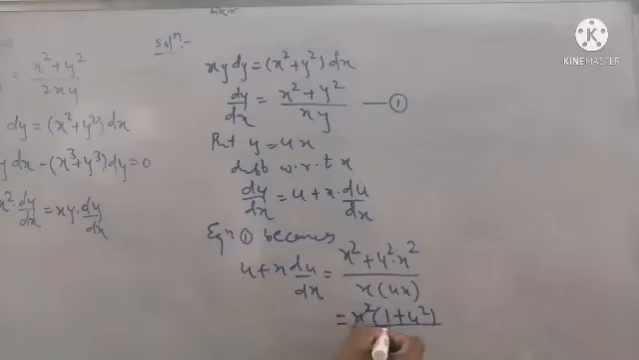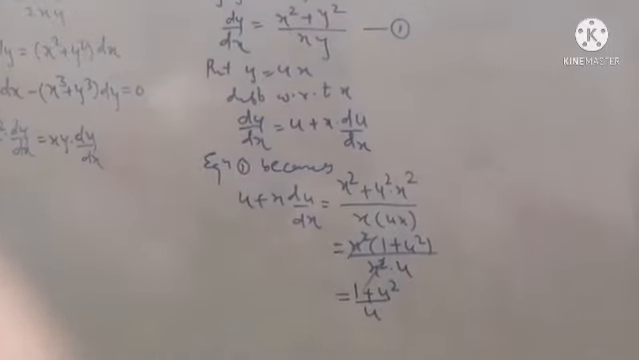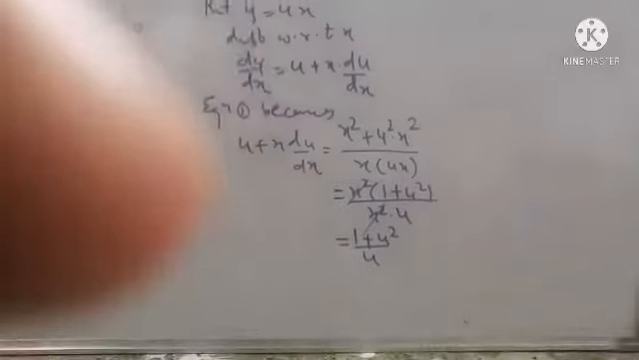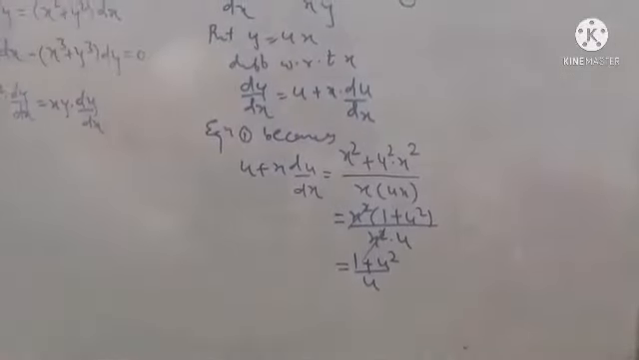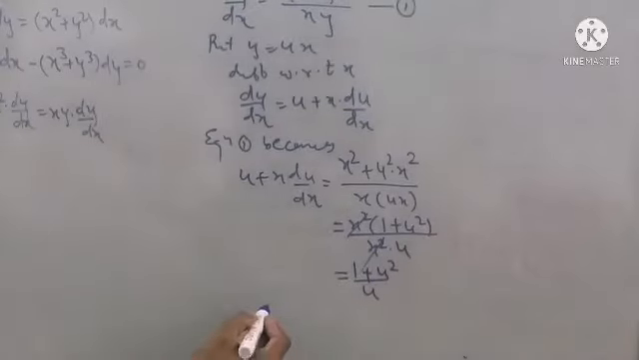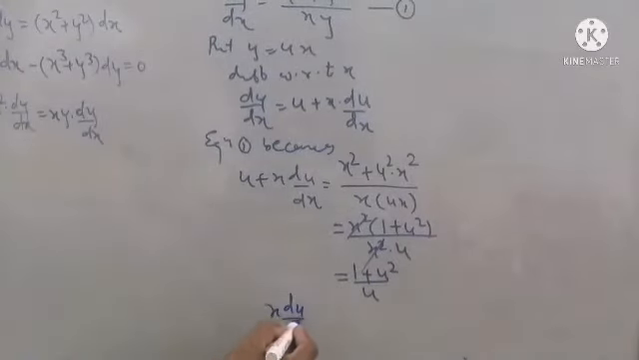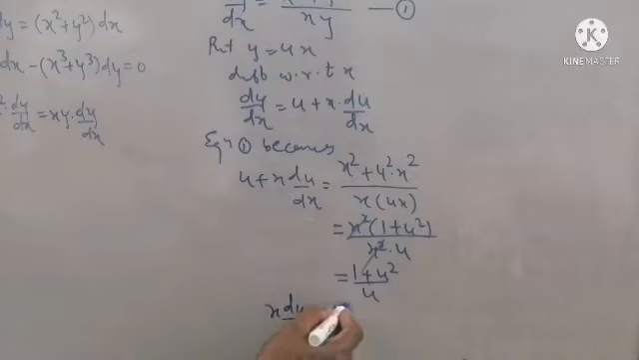As x square is common in the numerator, it gets cancelled, and we take the term of u on the right hand side. As we have to reduce this to variable separable, we take u from the left hand side in addition to the right hand side. So we get on the left hand side x into du by dx, and on the right hand side 1 plus u square divided by u, subtracted by u.